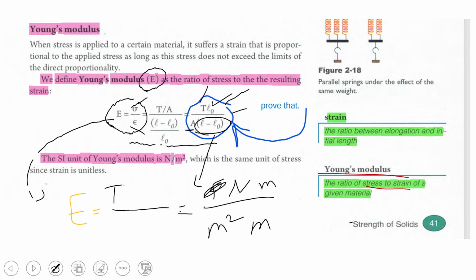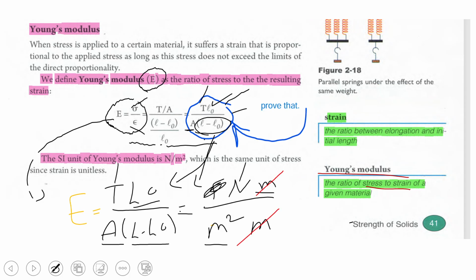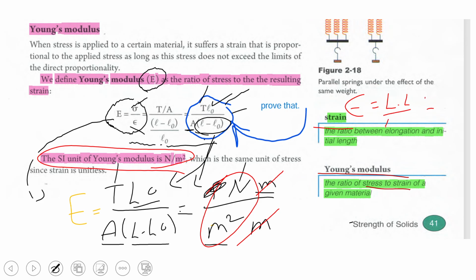Look at this rule I wrote here: T L naught over A times L minus L naught. Tension T is measured in Newton, L naught in meter, area in meter squared, and L minus L naught in meter. So here, this meter with this meter is cancelled, and just Newton over meter squared is left. That's why the unit of Young modulus is Newton per meter squared. And this is strain. We studied the rule of strain as L minus L naught over L naught, the relation between elongation and the initial length L naught.